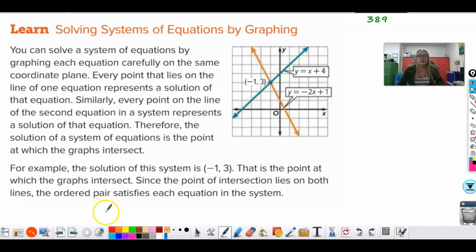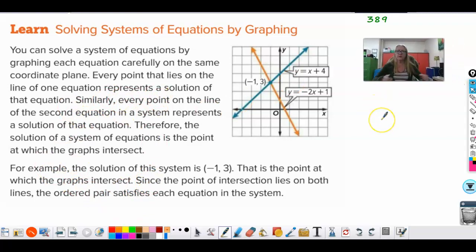Now, another thing you can do is you can take equations and you can graph them. Why is my picture flicking in and out? You can graph them. And then the point where they intersect is the solution of the system. So if you were to graph two lines and find that they intersect at negative 1, 3, then negative 1, 3 is the solution to the system of equations.